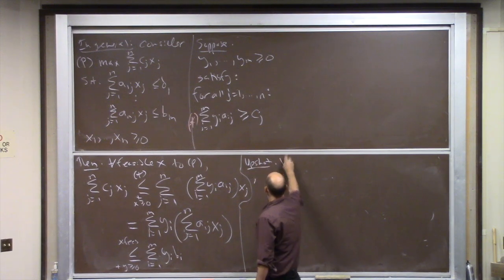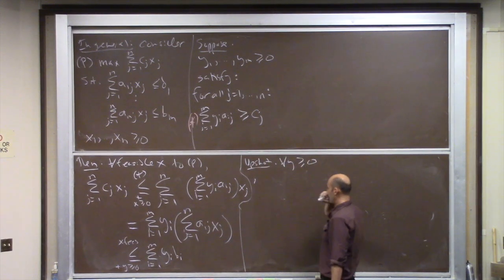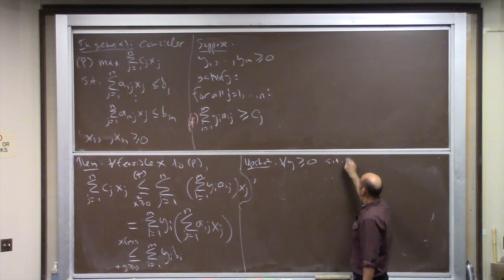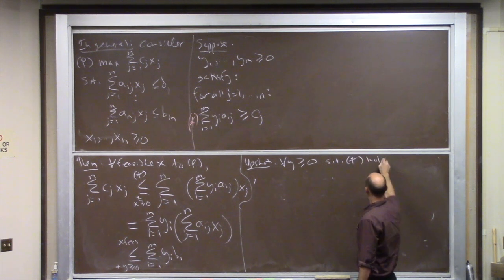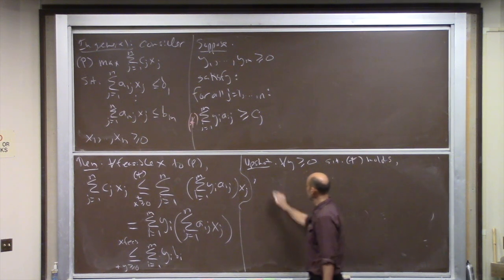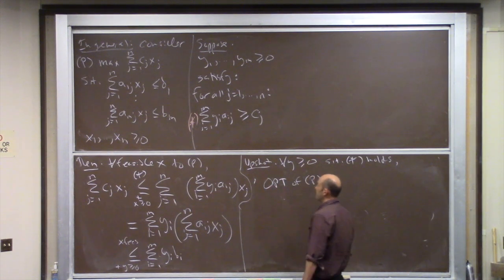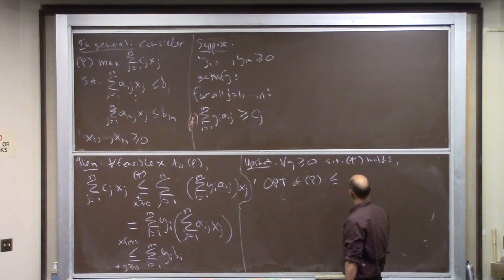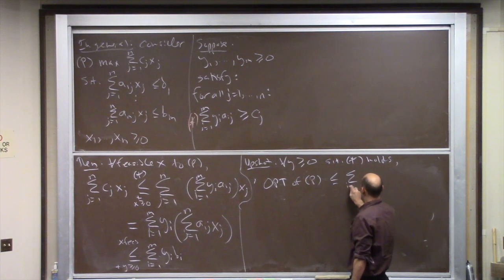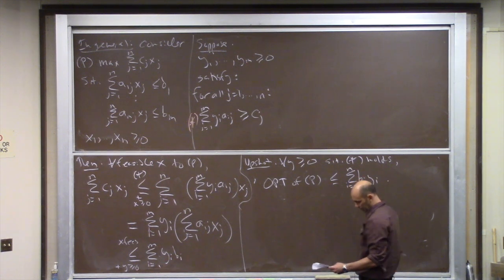The upshot is that for all y, again, these are m vectors, such that star holds, the optimal objective function value of our linear program is bounded above by the dot product of b with y. Okay?